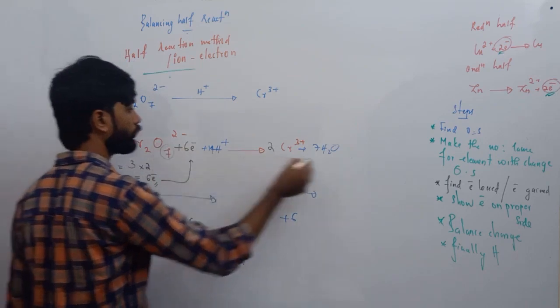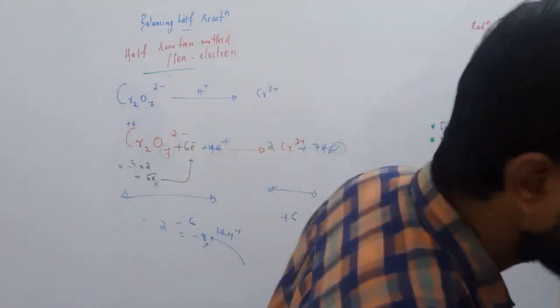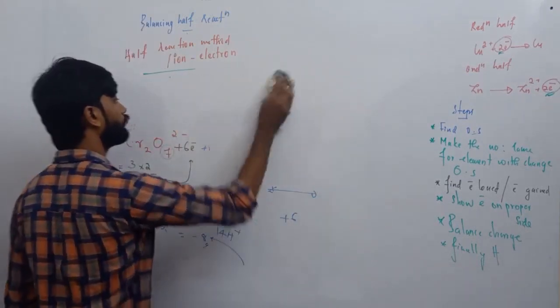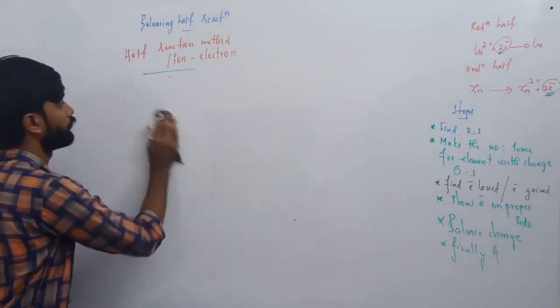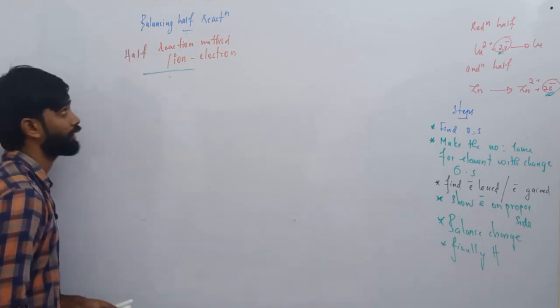Now oxygen is also balanced. The reaction is balanced. Okay. So a very easy idea. Let's check the oxidation of it also. Then we can wind up this half reaction method.